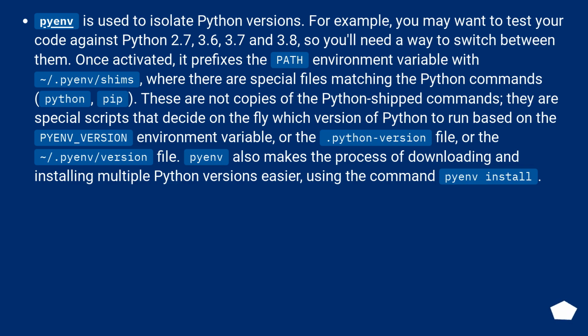They are special scripts that decide on the fly which version of Python to run based on the PYENV_VERSION environment variable, or the .python-version file, or the ~/.pyenv/version file. pyenv also makes the process of downloading and installing multiple Python versions easier, using the command pyenv install.